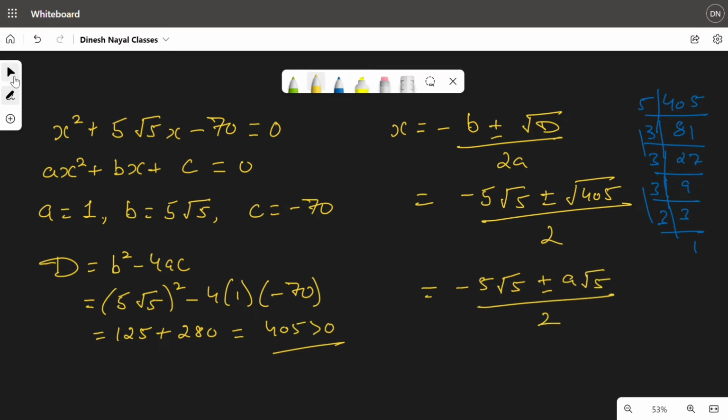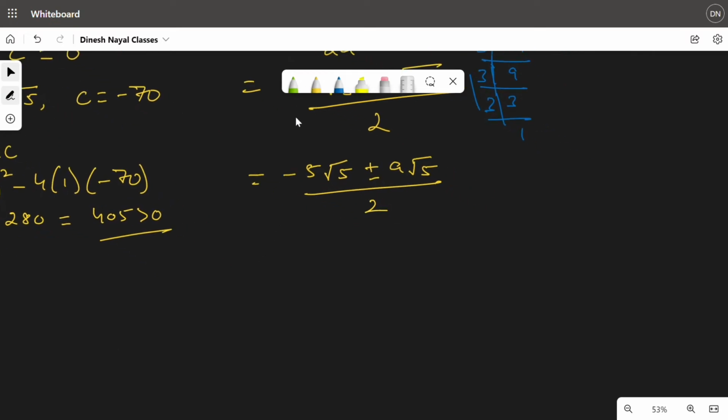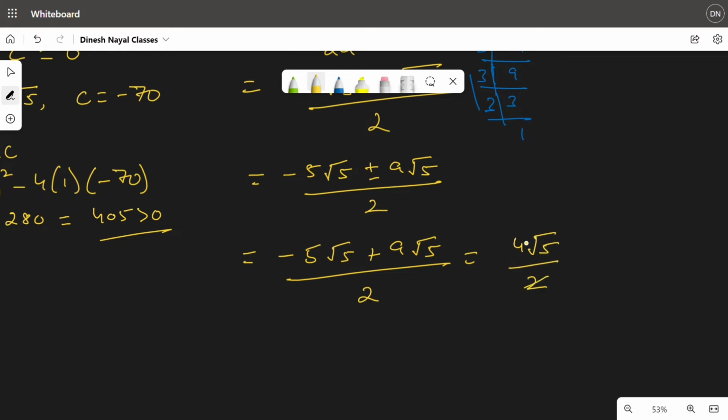So these are the 2 roots. Now writing the roots separately. One will be minus 5 root 5 plus 9 root 5 upon 2. Now we can just simply add them. Minus 5 plus 9 will be 4 root 5, because both are root 5, they are like terms. 4 root 5 by 2, you can cancel it. So this is 2 root 5. So one of the roots is 2 root 5.